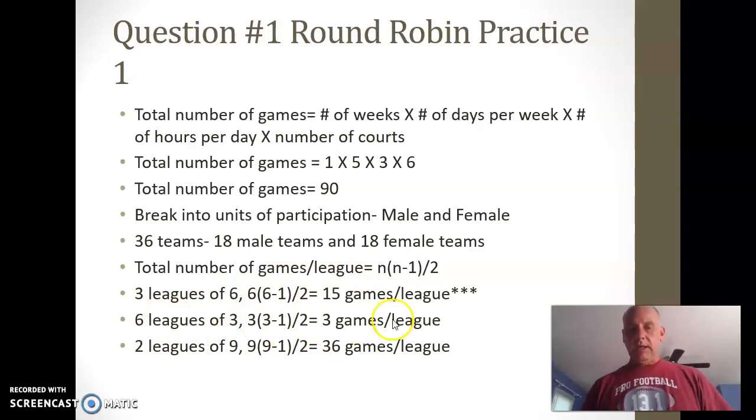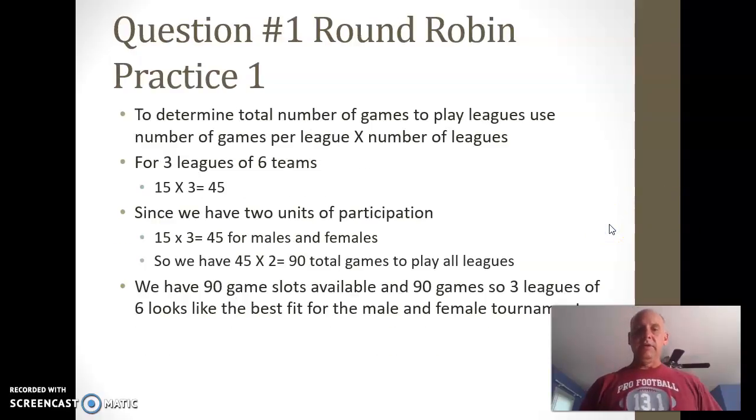And we figured out how many games, if we did that, based upon how many teams are in a league. Again, the n here would be 6. If we use this, the n would be 3. And if we use this, the n would be 9. And we can see what comes out. So moving forward then, we have to determine the number of games to play in each of the leagues.